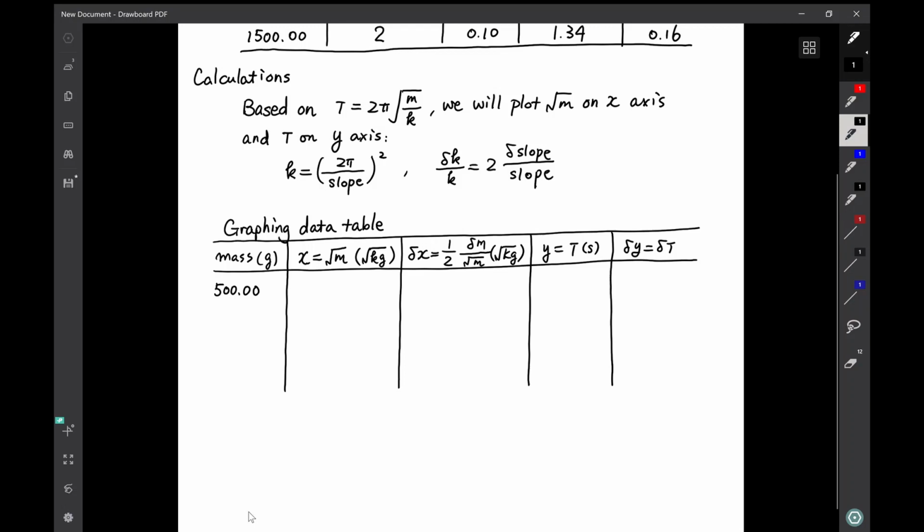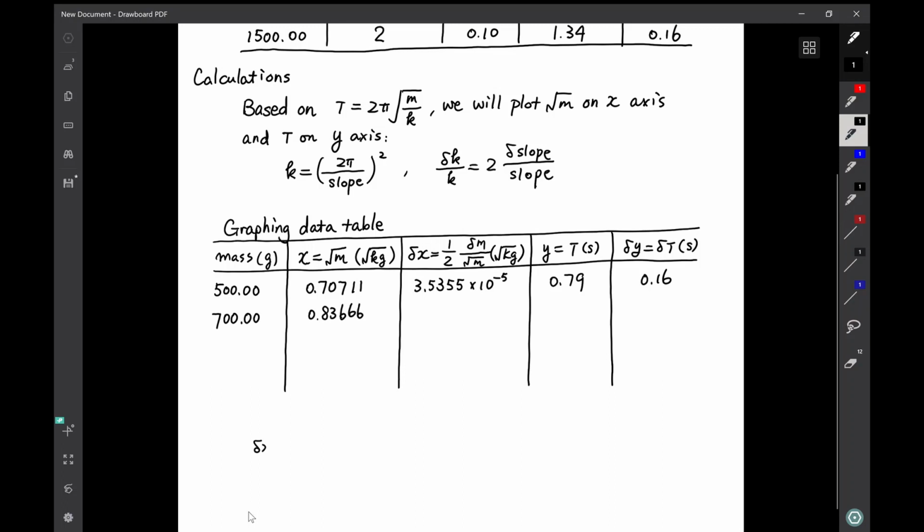So to calculate X, you convert 500 grams into kilogram and take the square root. You will get 0.70711. And you can plug in the numbers to calculate delta X. I will write down the number here, but I will show you details for the next row. So I will first write down the numbers here. The Y and delta Y are the same as your data. So the next row is the 700.